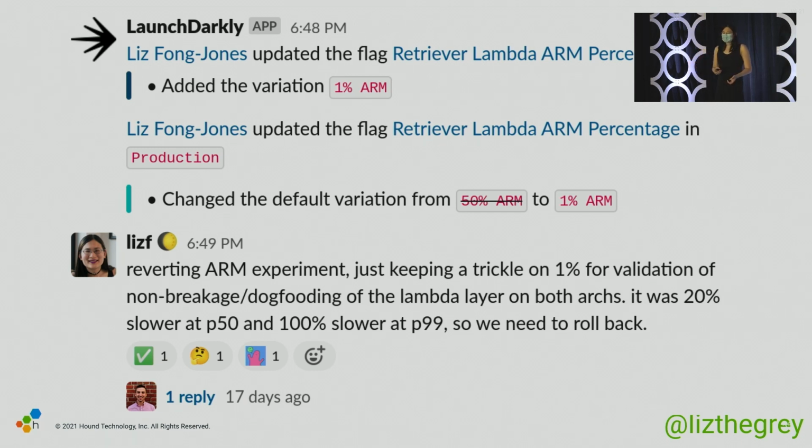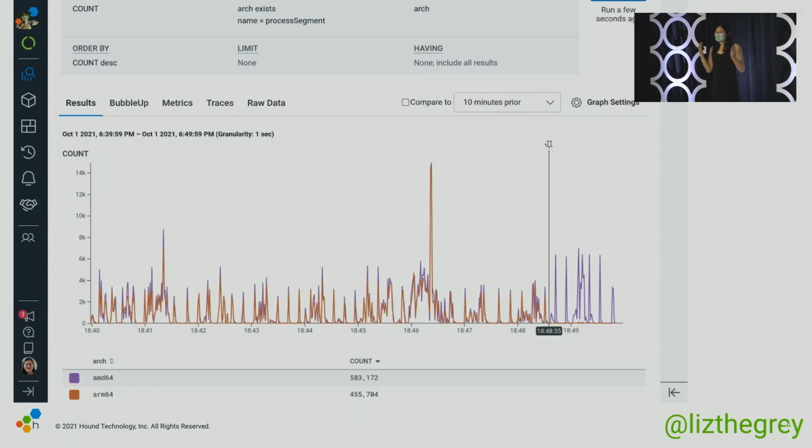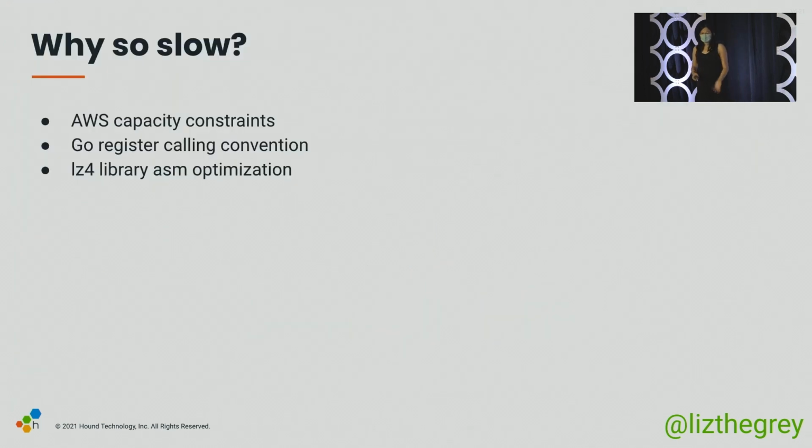So I was able to just turn it off, turn it back down to a trickle of 1%, knowing that Lambda impatience inside of our query engine would retry anything that happened to be too slow, whether it was too slow because of hitting S3 and S3 not coming back, or because of ARM64. So I reverted it, and basically within 500 milliseconds, our query latency had gone back to normal. And we were able to have only that 1% trickle go to ARM64. So then I spent months digging into why.